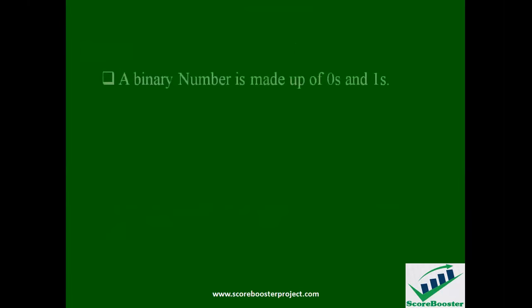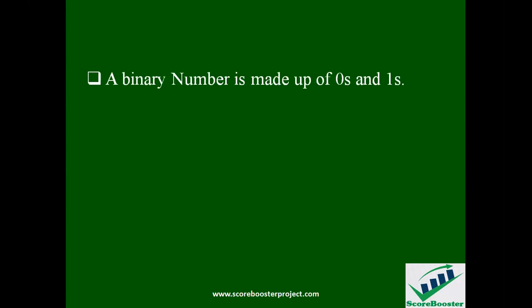So now, the binary system. From what you can see on your screen, a binary number is made up of zeros and ones. So binary numbers must always consist of zeros and ones. For example, we have 1 1 0 1 0 0. This number is an example of a binary number because it follows the rules that binary numbers have. Remember, we said a binary number is made up of zeros and ones.